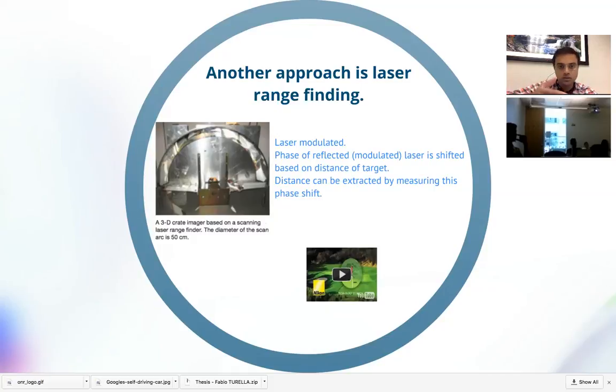So if the target is close, you get a somewhat different modulation, whereas if you're a little bit further, it's different. This is very similar to, for example, a Doppler shift in acoustics; it's a very similar thing that happens in optics as well. And of course, then you have some algorithms which figure out the distance based on a measurement of this phase shift.